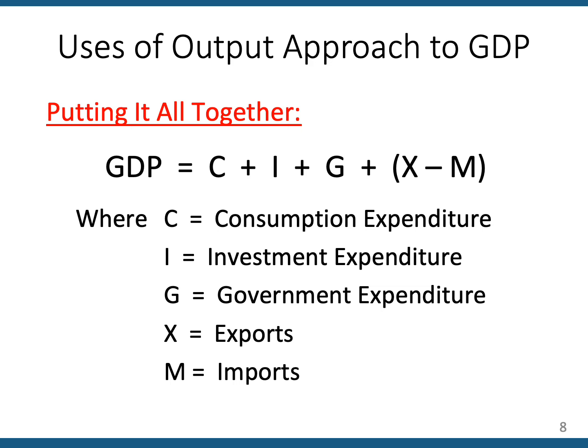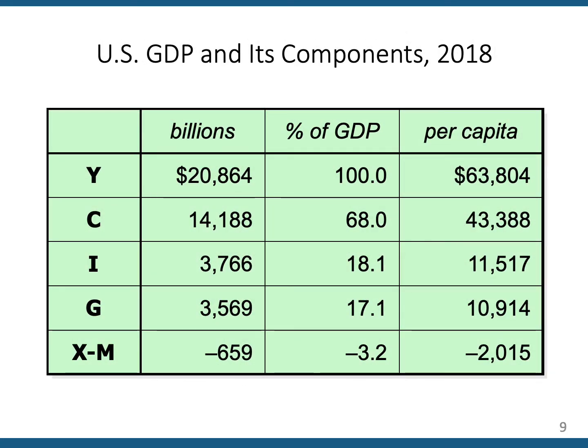Let's take a look at 1 year of data. Here it is. This was 2018. So GDP was, now these are in billions, so $20 trillion, $20,864 billion. So how is that divided up?